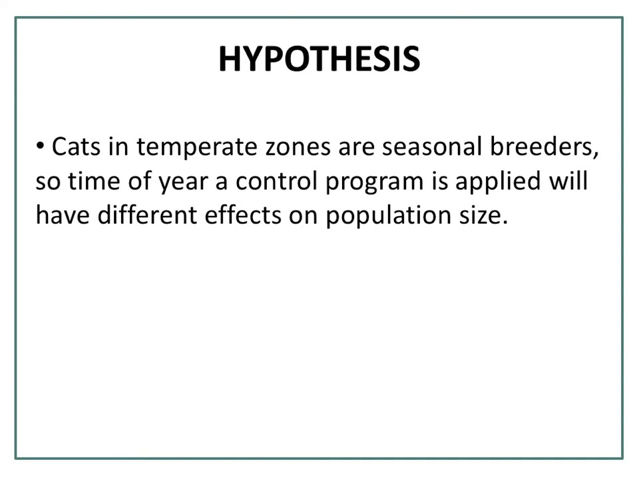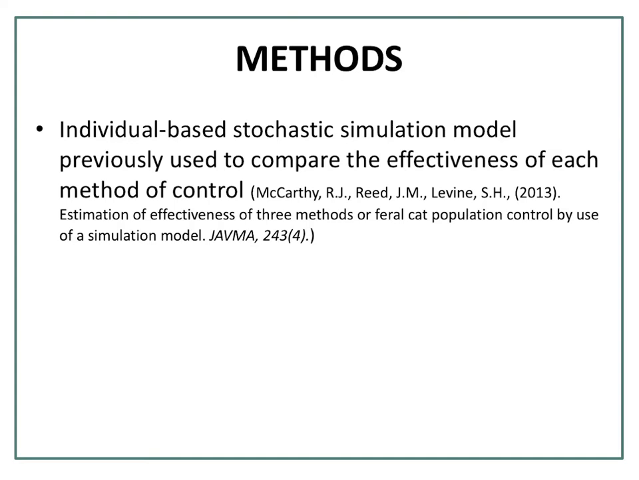We know that cats in temperate zones are seasonal breeders, and so the time of year a control program is applied will have different effects on the population size. Similar to our last presenter, we've used an individual-based stochastic simulation model that was previously used to compare the effectiveness of each method of control: trap neuter release, trap vasectomy, hysterectomy release, and lethal control. That study was also done by McCarthy, Reed, and Levine.